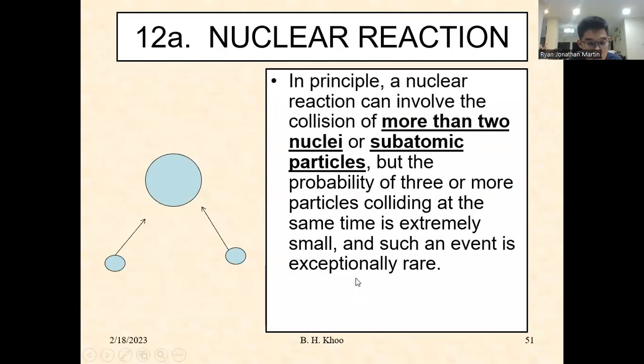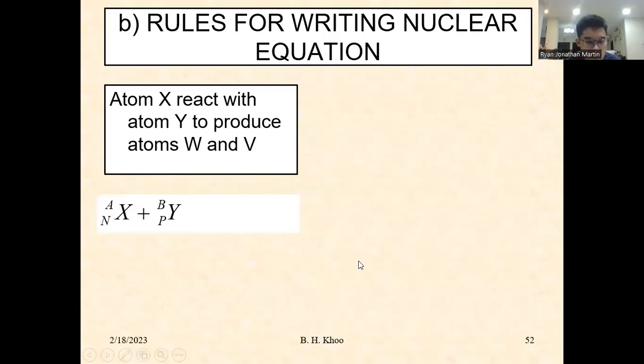In principle, a nuclear reaction can involve the collision of more than two nuclei or subatomic particles. It can be more than two, it doesn't have to be two. But usually, because all of them are very small, it's unlikely you have more than two. The probability of three or more particles colliding at the same time is extremely small, and such events are exceptionally rare. Okay, how to write a nuclear equation?